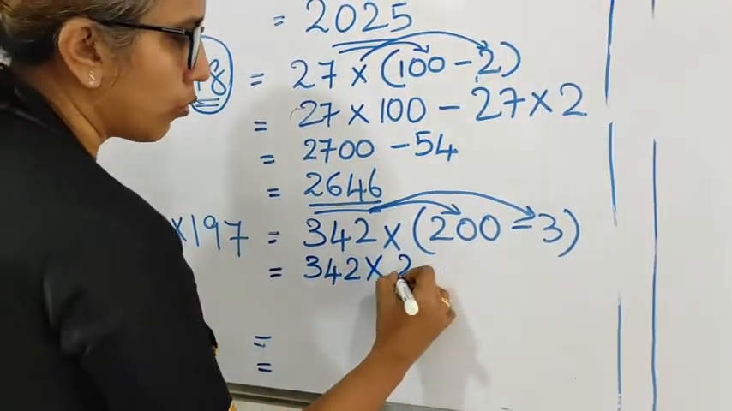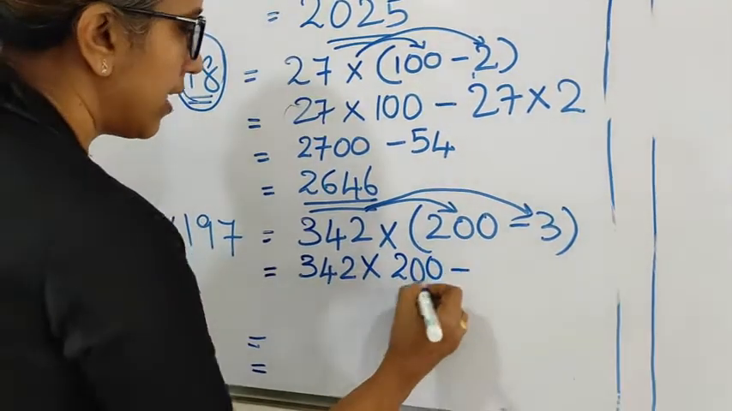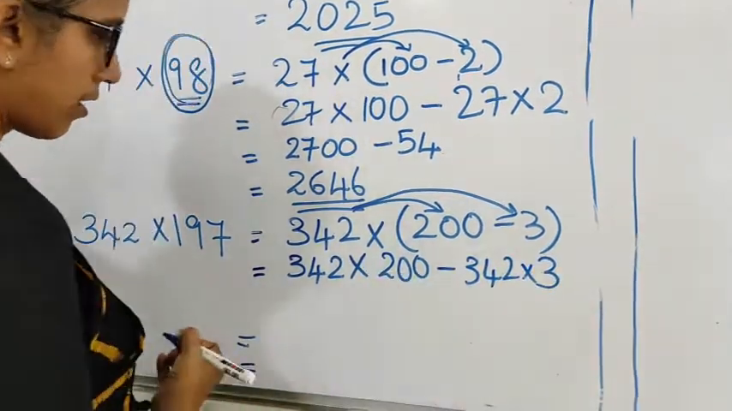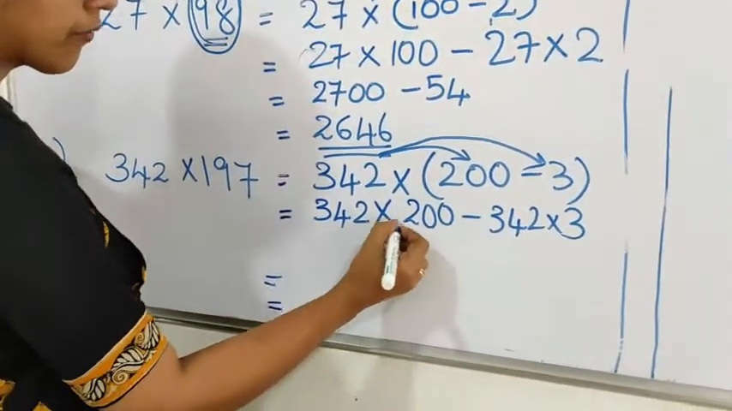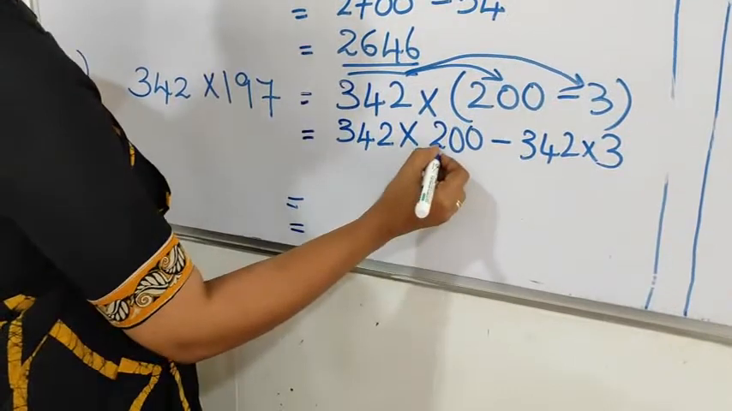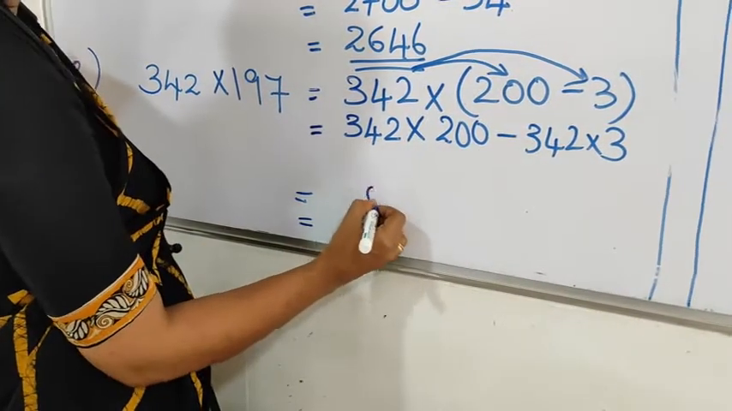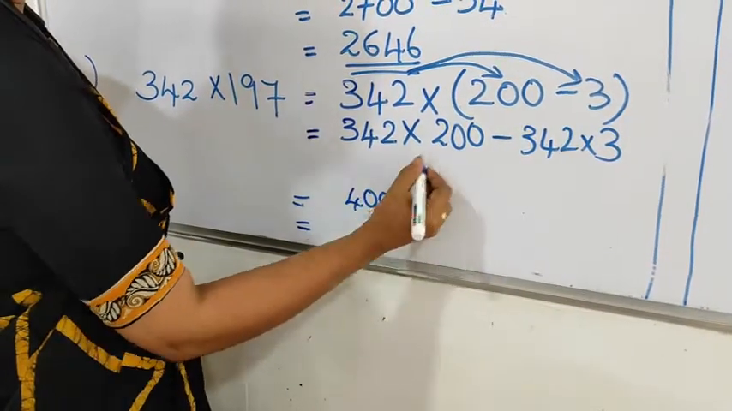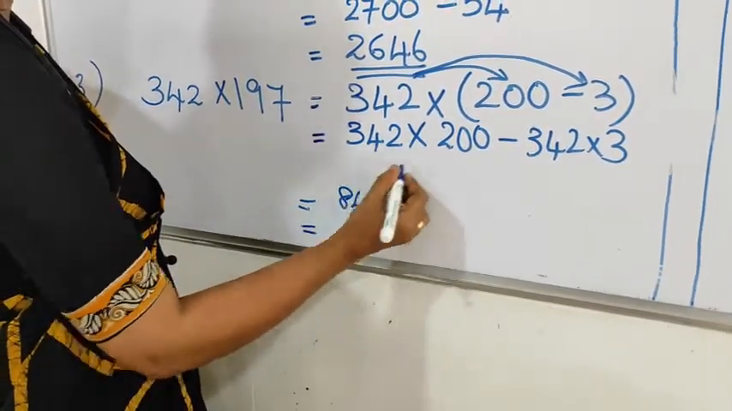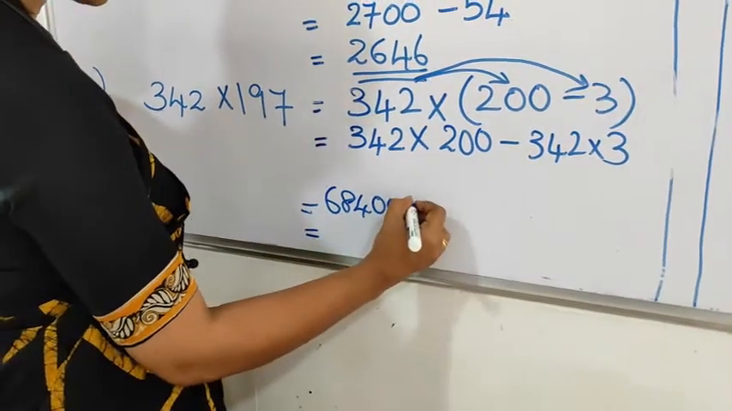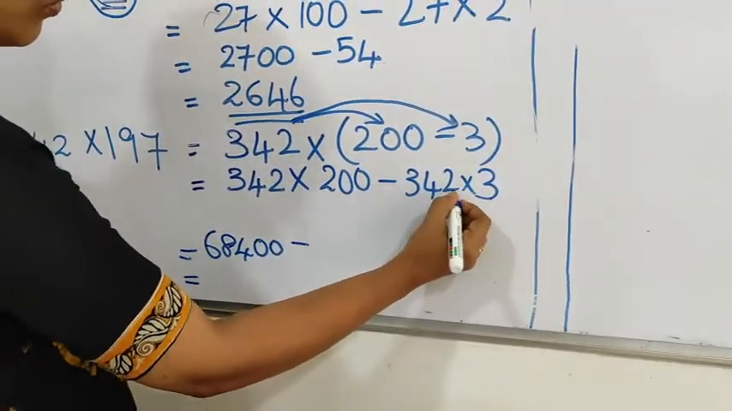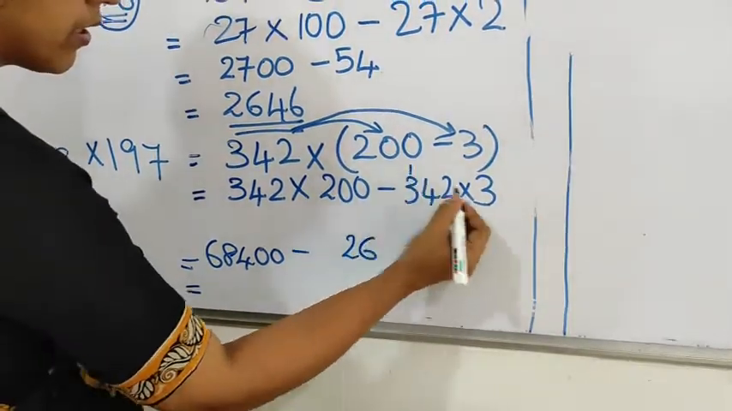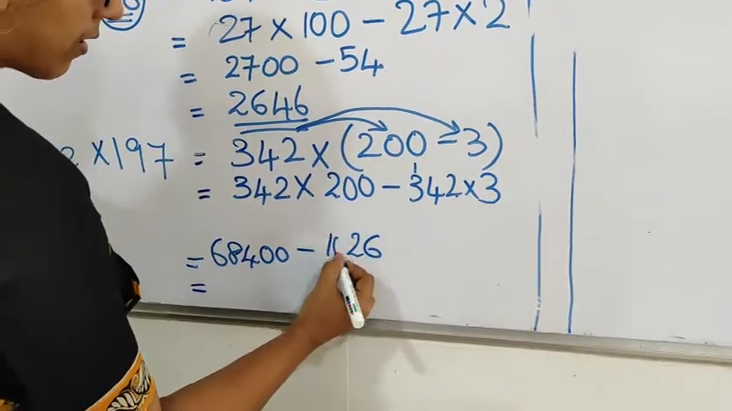342 into 200 minus 342 into 3, which is equal to... 342 into 2 is how much? First of all I will write the 2 zeros, and 2 into 2 is 4, 2 into 4 is 8, 2 into 3 is 6. Minus here, 3 into 2 is 6, 4 into 3 is 12, carry 1, 3 3s are 9 plus 1 is 10.